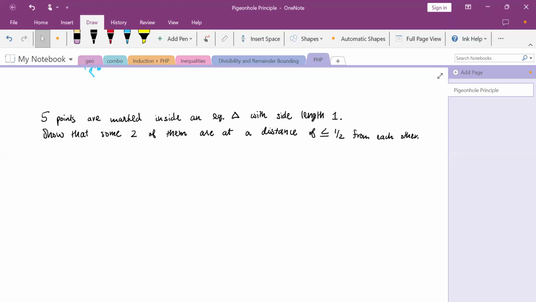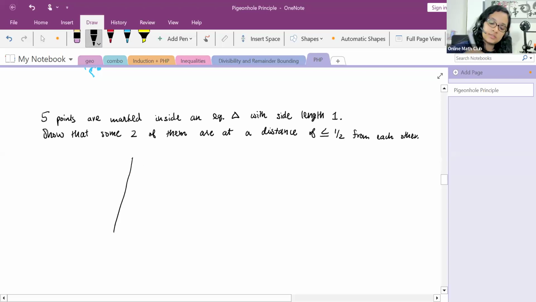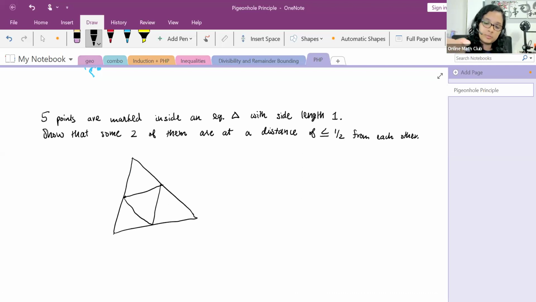If we divide that triangle into 4 equilateral triangles. Yes, that is the idea. So you just take all 3 midlines, and you get 4 equilateral triangles, which are of area 1/4. Then what do you do by PHP? By PHP, some 2 of the 5 points must be in the same triangle. And any distance in this triangle can be at most half because all the sides are half.